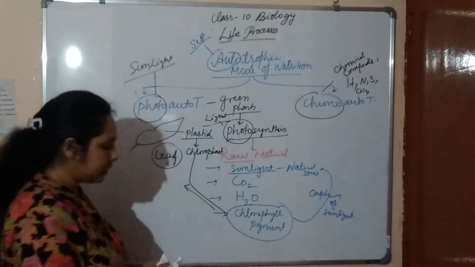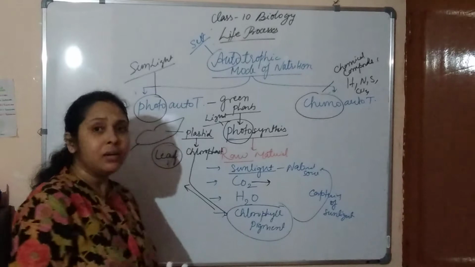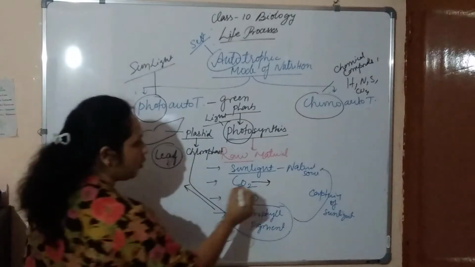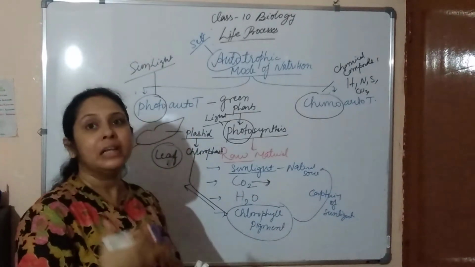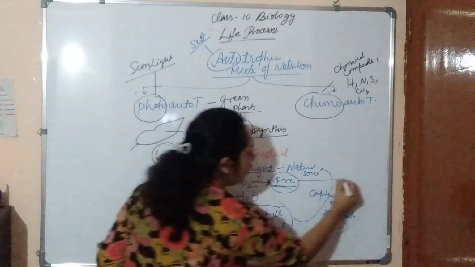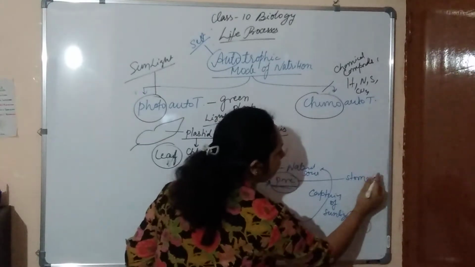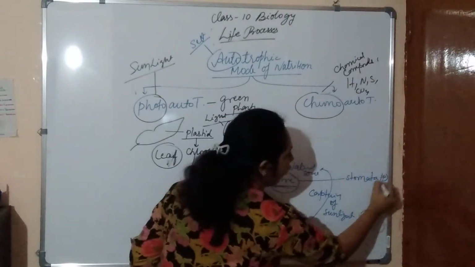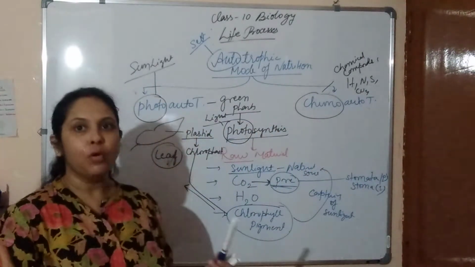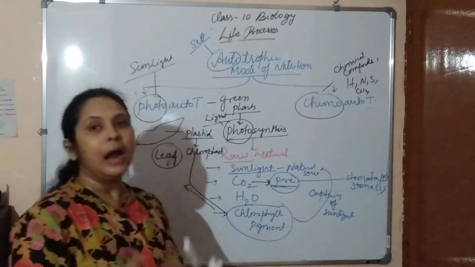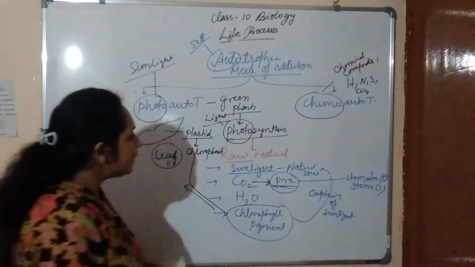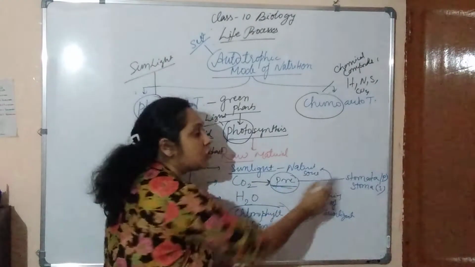Now the second one is carbon dioxide. We know that carbon dioxide is present in our atmosphere. This carbon dioxide is taken in by the leaf through pores, and these pores are called stomata. Stomata is the plural form, and stoma is the singular form. If there are lots of pores, we call them stomata, and if there is a single pore, we call it a stoma. So this CO2 is taken in through the stomata.